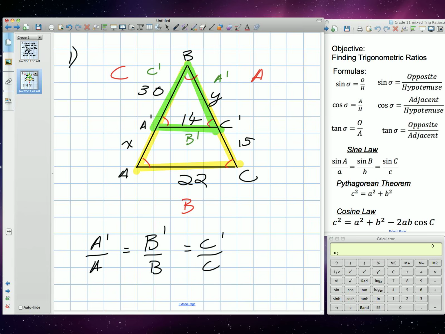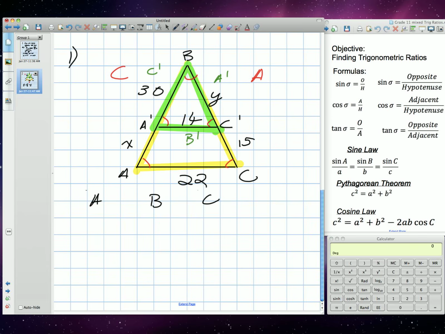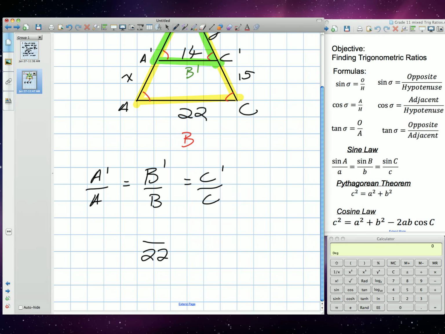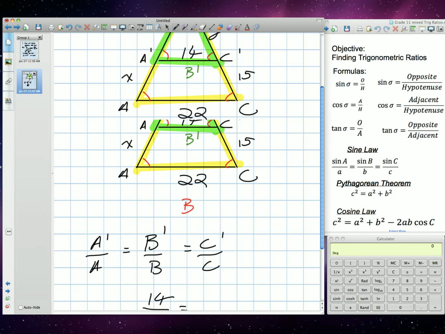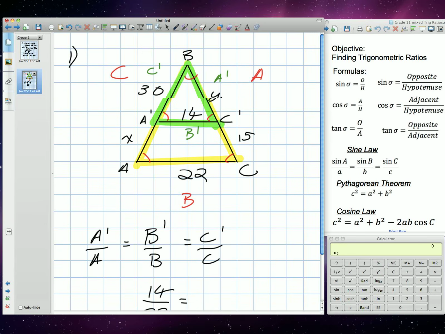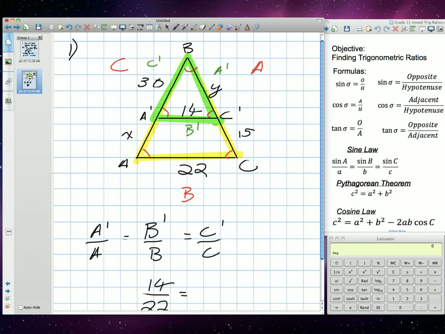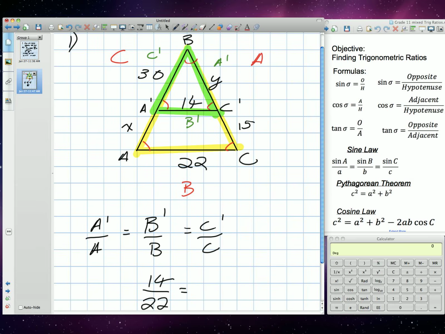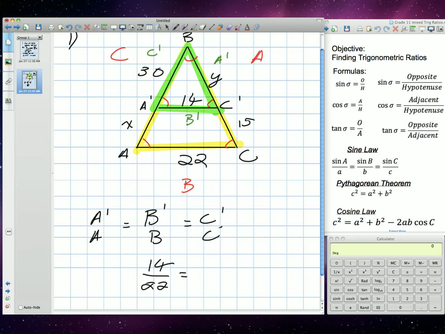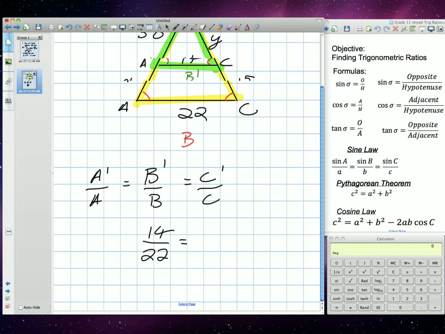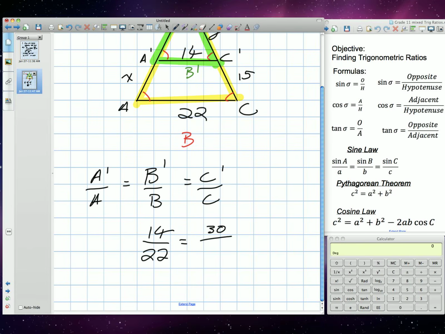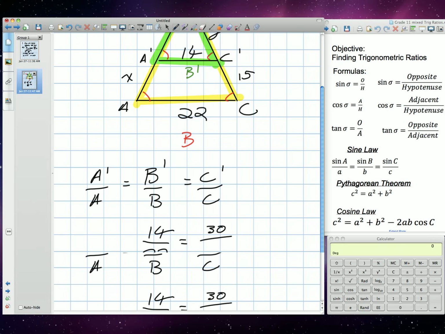Okay? So in terms of a ratio, we have our B. B is 22. B1 is 14. Let's plug in some of the other numbers we have. Do I have C1? Yeah, C1 is definitely 30. Oh, don't slow down on me. There we go. C1 is 30. Do I have side C? Can I make an educated guess to what side C is?